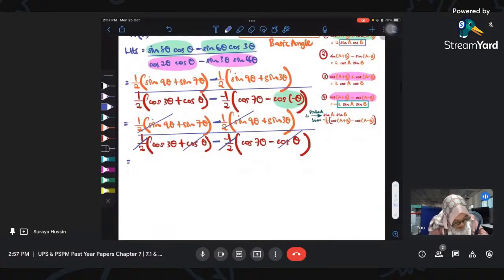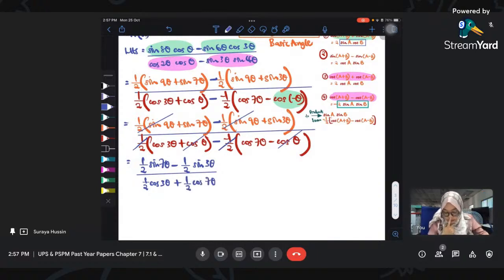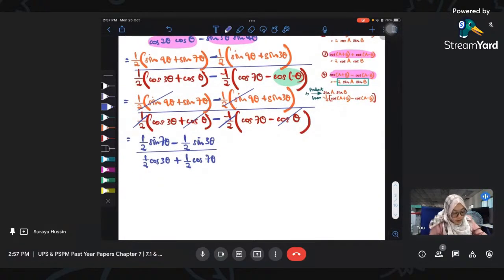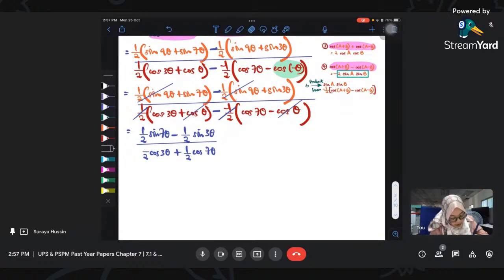So I cut it and I will have 1/2 sine 7 theta minus 1/2 sine 3 theta over 1/2 cos 3 theta plus 1/2 cos 7 theta. So here, what we can do is take out the 1/2.